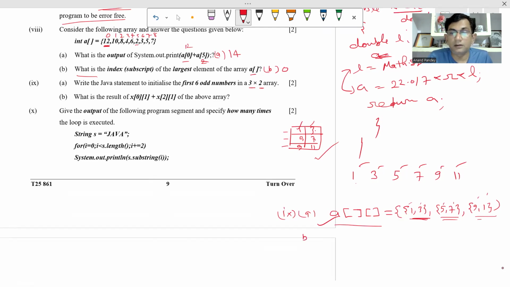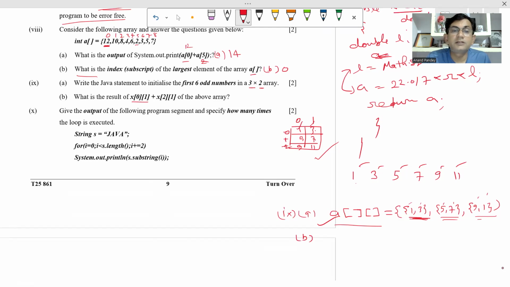Now B. What is the result of x01? See, based on this same question, 0, 1, 2. If you draw this roughly, it will be easy for you. Finding this will be difficult. Better you draw this roughly on that same page.